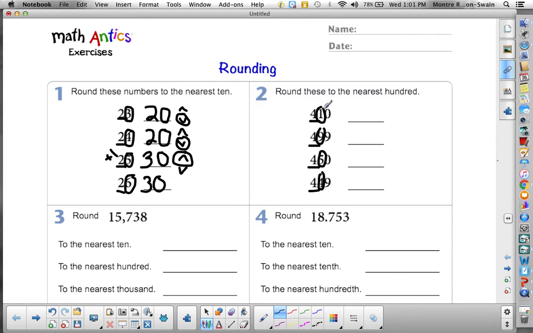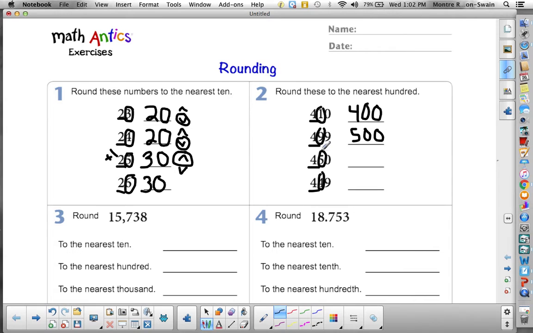Okay, 1 is telling me to round down. So that means the 4 is going to stay the same. So our new number is 400 because the 1 becomes a 0 and this 0 becomes a 0. Moving on to 499. The 9 tells me to round up. So that means I'm going to add 1 to the underlying number. So 4 plus 1 is 5. The 9 becomes a 0. And this 9 becomes a 0 for 500.